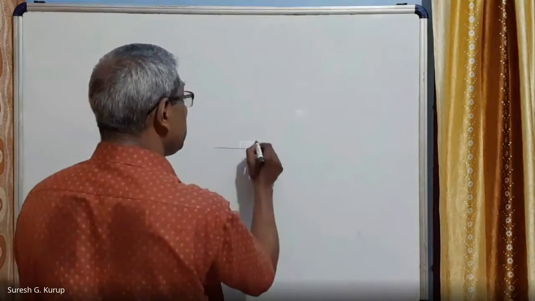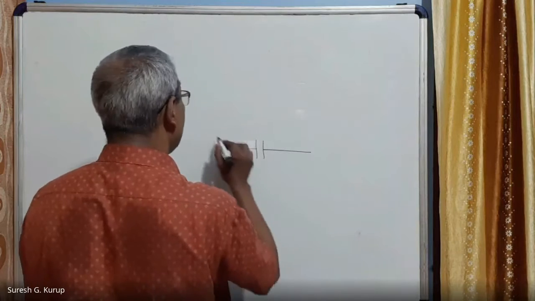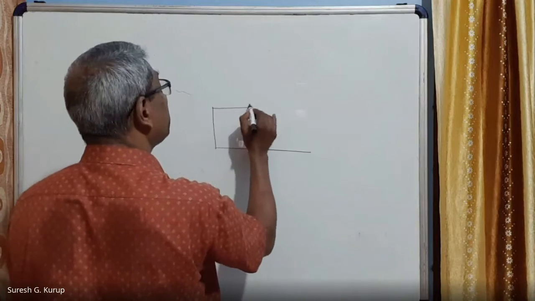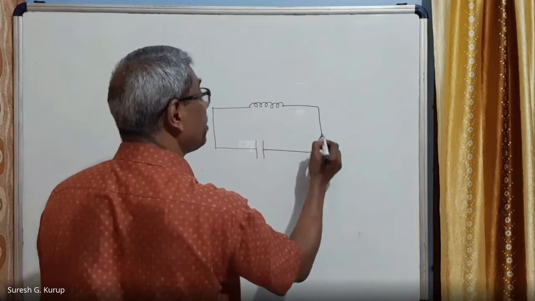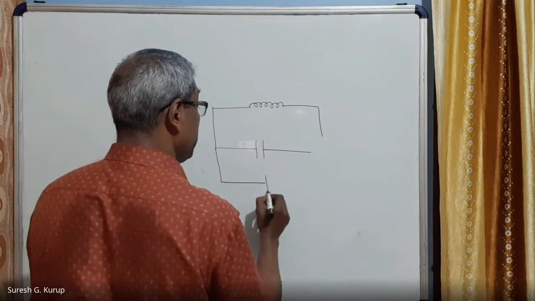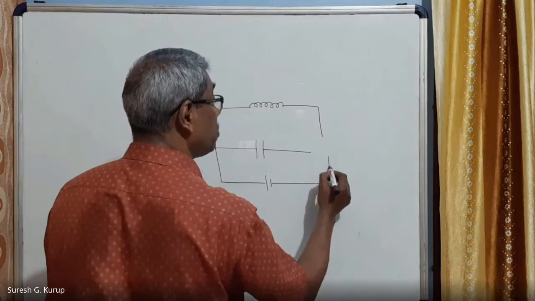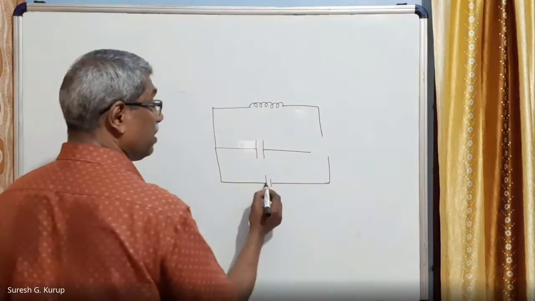So what I am drawing here is a capacitor, right? So this is an inductor also here, and it is coming here like this. And now this is connected to a battery, right? And it is also coming here. Okay. This is a battery.